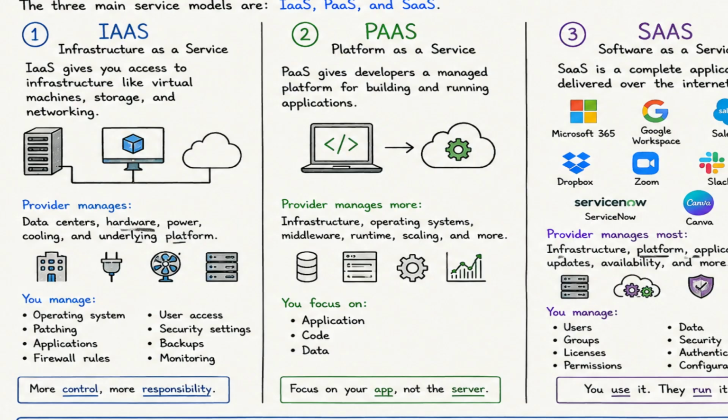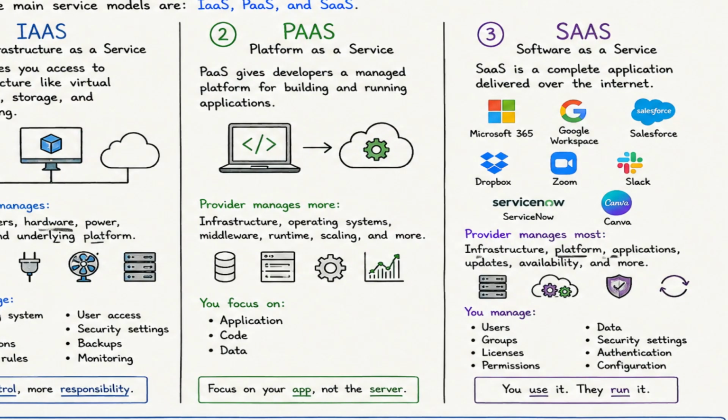For example, if you create a virtual machine in Azure or AWS, the provider manages the physical data center, hardware, power, cooling, and the underlying platform. But you manage the operating system, patching, applications, local firewall rules, user access, security settings, backups, and monitoring. IaaS gives you much more control, but it also gives you much more responsibility.